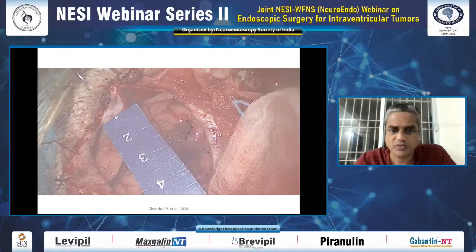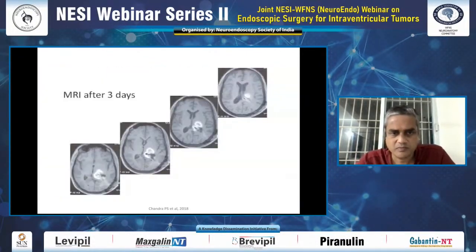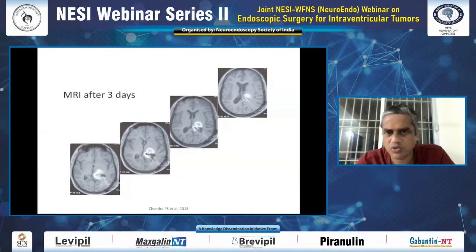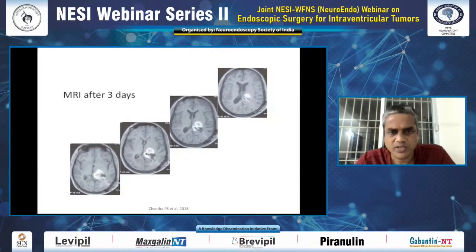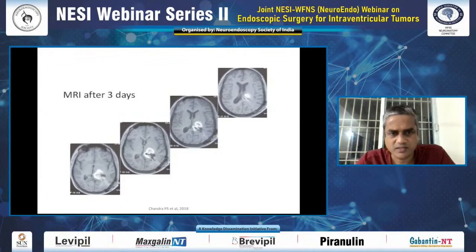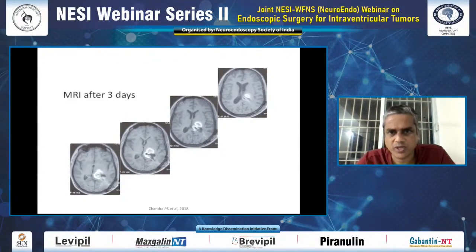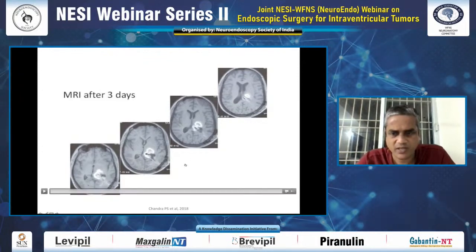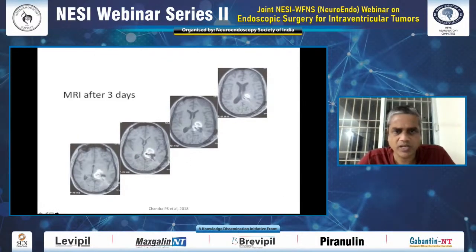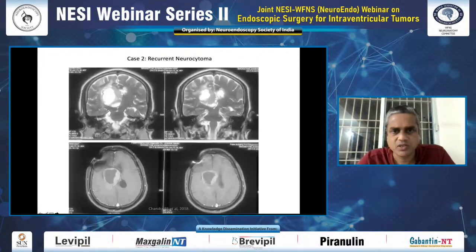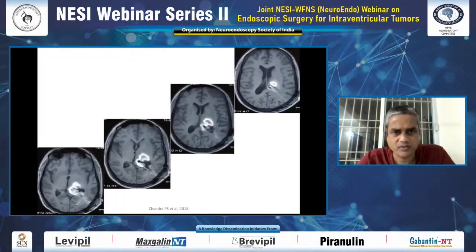Again, showing the size of the opening. That's an MRI showing some amount of residual blood. We did it 3 days later, just to ensure that there was no edema. So you can see it's very minimally invasive, no surrounding edema, no damage to any surrounding areas.